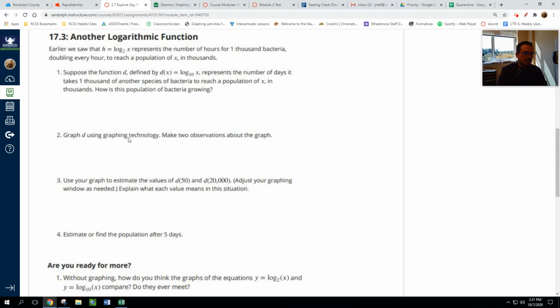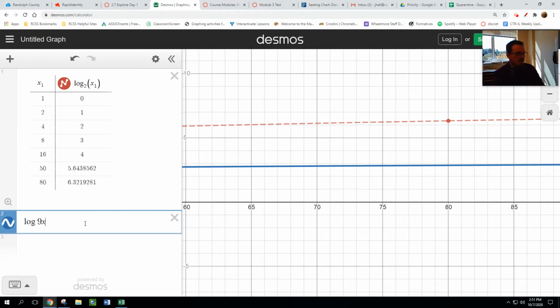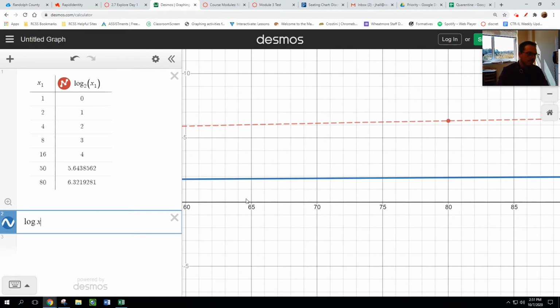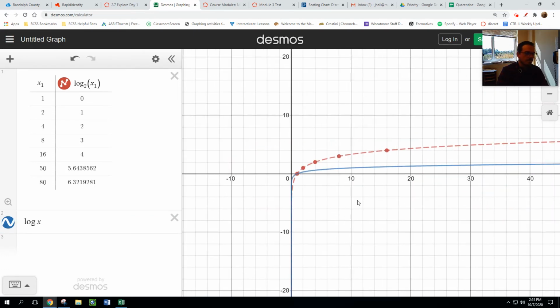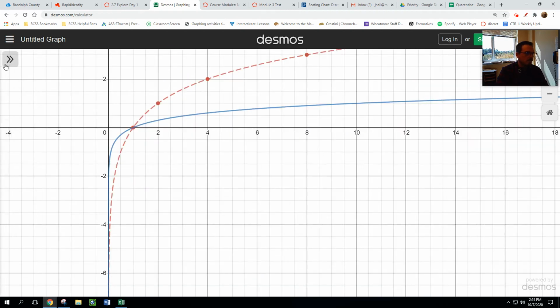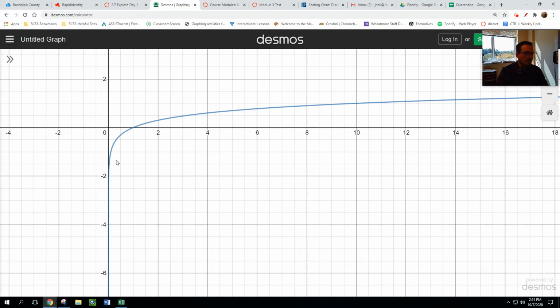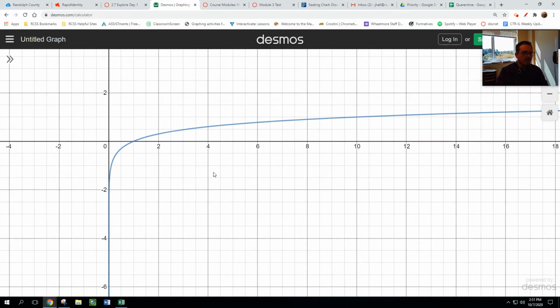Graph function D using graphing technology and make two observations about the graph. Hey, graphing technology, here we are. So we know that log base 10, we don't have to actually put a base 10 there, of x is here. So let's make some observations about this graph. Oh, let me get rid of this other one. So we can just tap that and make it go away.